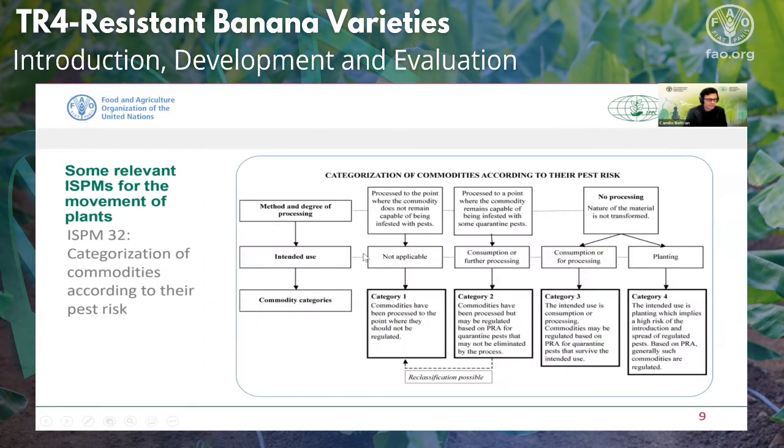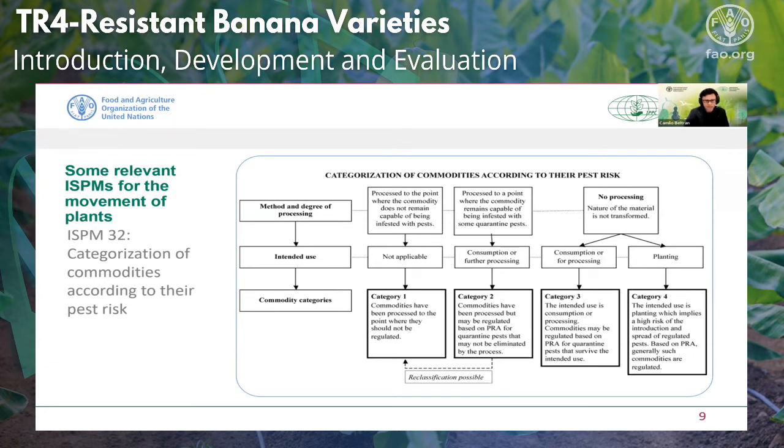Continuando con esto, también queremos mostrar un poco las herramientas que tiene la CIPF que permiten entender un poco mejor cómo funciona el movimiento de plantas, productos vegetales y artículos reglamentados. Tenemos la NIMF 32, que ayuda a las partes a categorizar un producto de acuerdo al riesgo que este pueda configurar para dispersar plagas, según su uso previsto y también según el grado de procesamiento que hayan recibido.